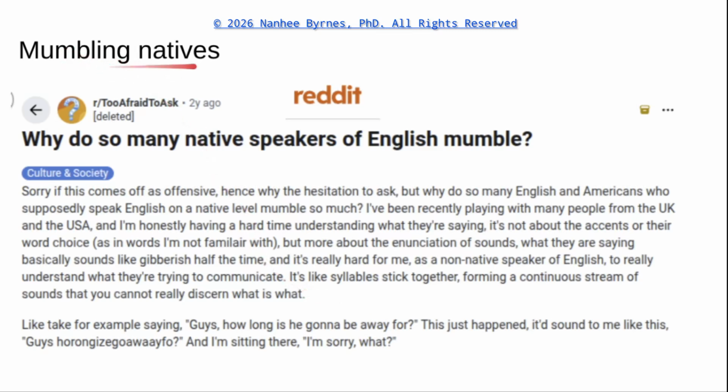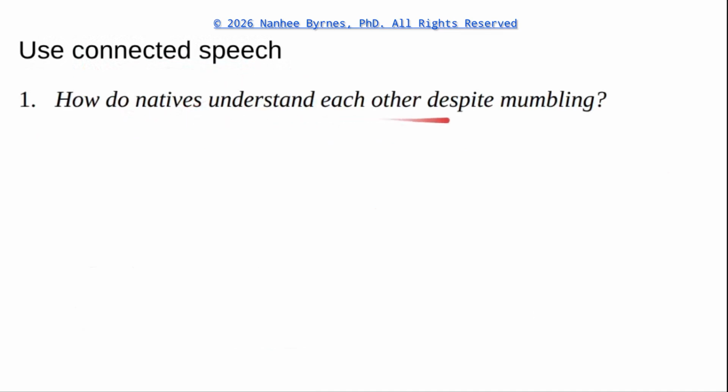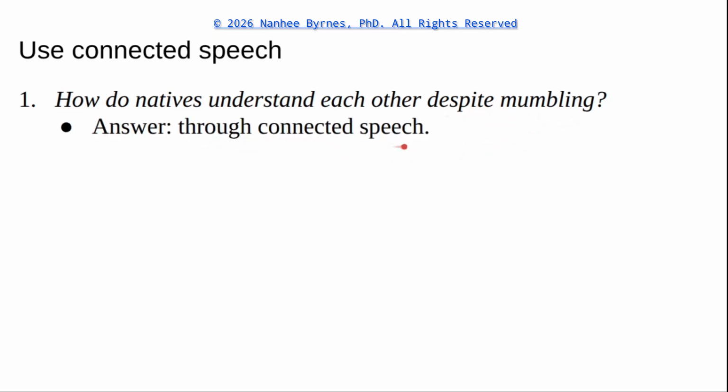In fact, one of you commented that the official ETS Listen and Repeat samples sounded too fast and unclear. But here's the truth. That's how native speakers actually speak in real life. Now, you might wonder, if native speakers reduce words so much, how do they understand each other? Great question. The reductions you hear are not random. They follow very clear and predictable rules.